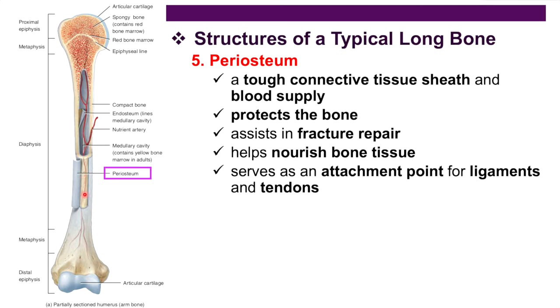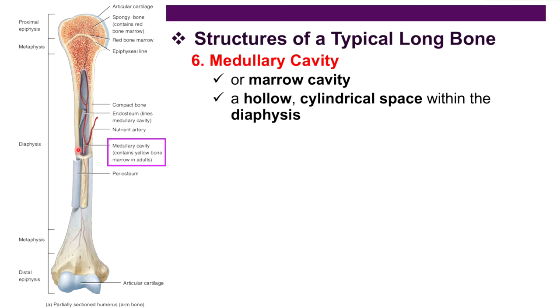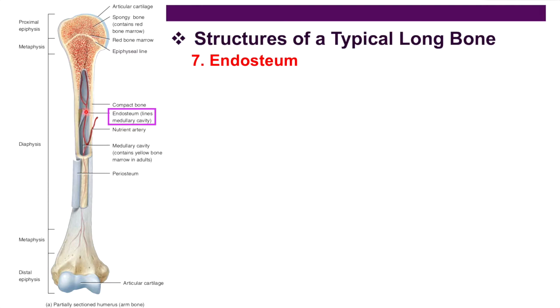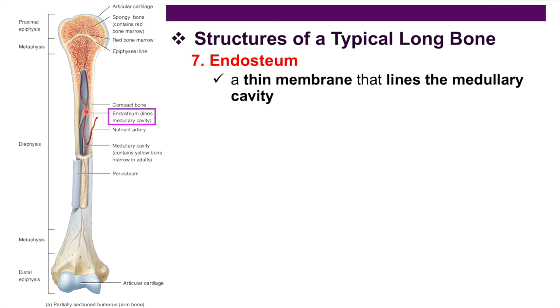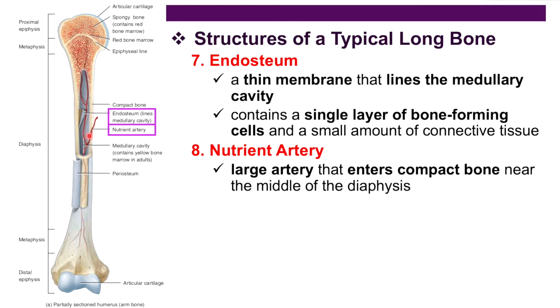ligaments and tendons. As mentioned earlier, this hollow space within the diaphysis is the medullary cavity or marrow cavity that contains fatty yellow bone marrow and numerous blood vessels in adults. It is important in minimizing the weight of the bone by reducing the dense bony material where it is least needed. This thin membrane that lines the medullary cavity is the endosteum that contains osteoblasts and osteoclasts, while this large artery that enters compact bone near the middle of the diaphysis is known as the nutrient artery.